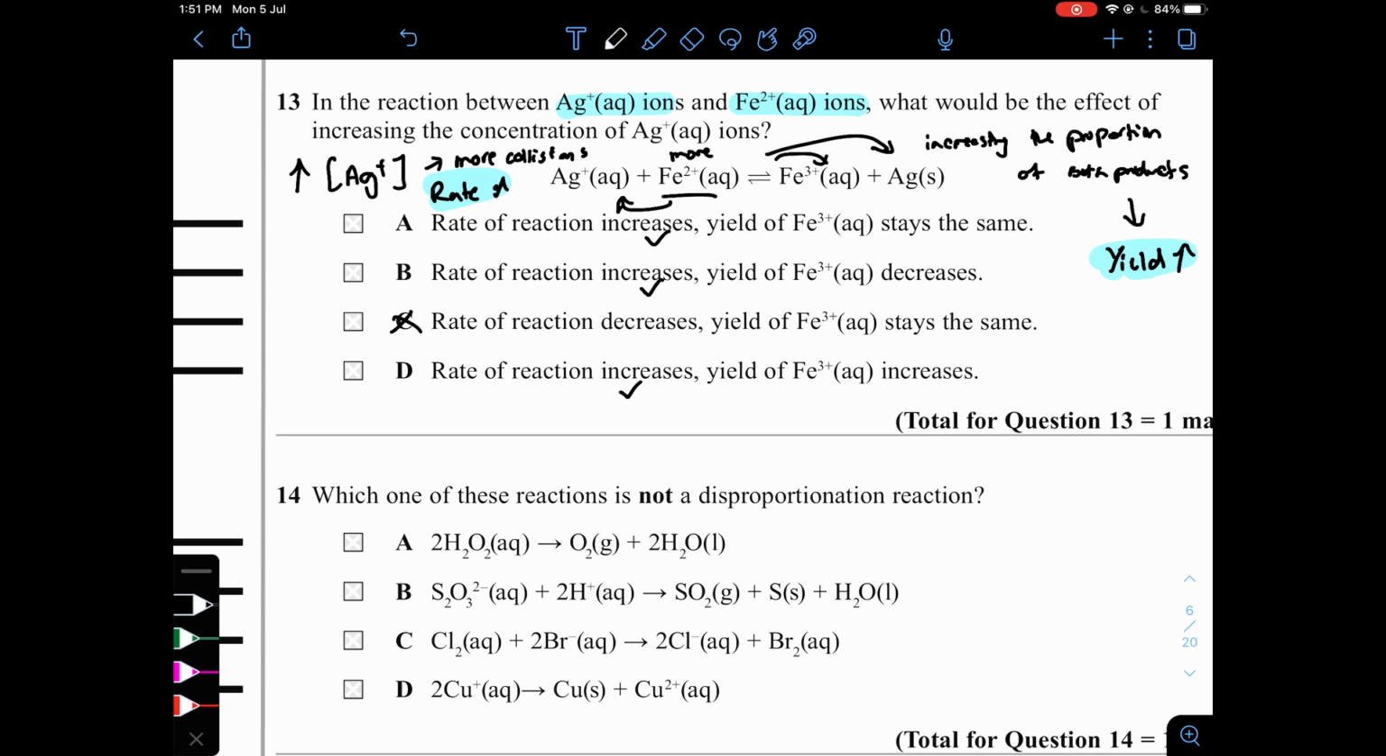Now we know that the yield increases. So A says it stays the same, so no. A is gone. B says the yield decreases, no. B is gone. We know the yield increases, so that's D. So the answer is D.